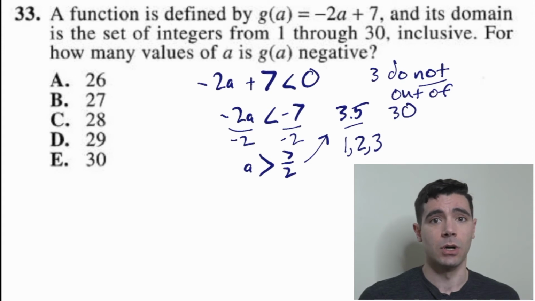So there were 30 numbers overall, but 1, 2, and 3 don't work. Okay, 30 minus 3 is 27. 27 components of the domain make g of a negative.